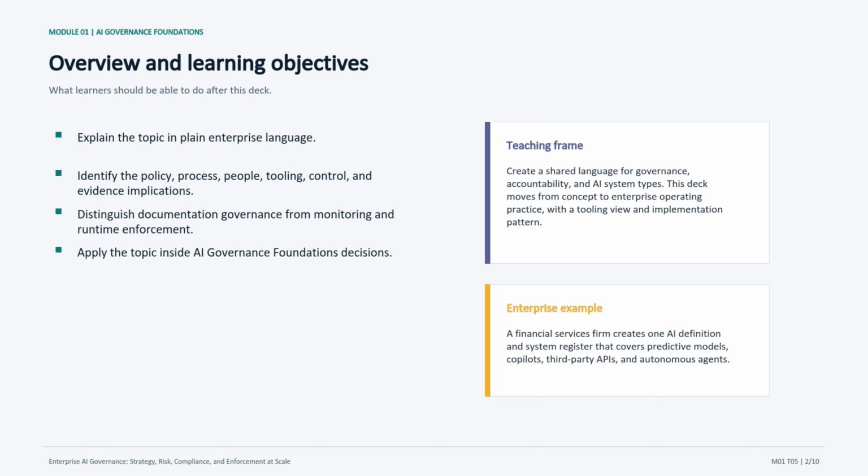For this class, I want you to keep six lenses in mind: policy, process, people, tooling, controls, and evidence. A governance idea is only useful when it changes at least one of those lenses in a concrete way. The example on the slide is our bridge from theory to practice. As I explain it, think about where your own organization would need an owner, an approval step, a metric, or an auditable record.